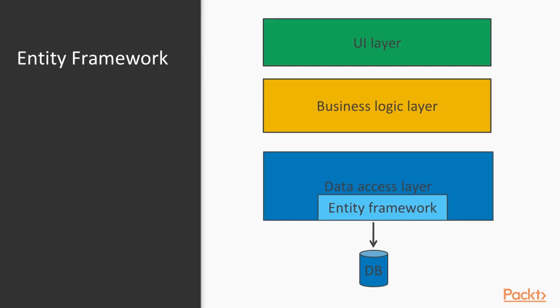Here is how our application usually looks from the domain-driven development point of view. We have three layers. The first one is the user interface or presentation layer, the second one is the business logic layer or domain layer, and finally we have the data access layer. The data access layer basically uses Entity Framework to communicate with the database in an easy manner.